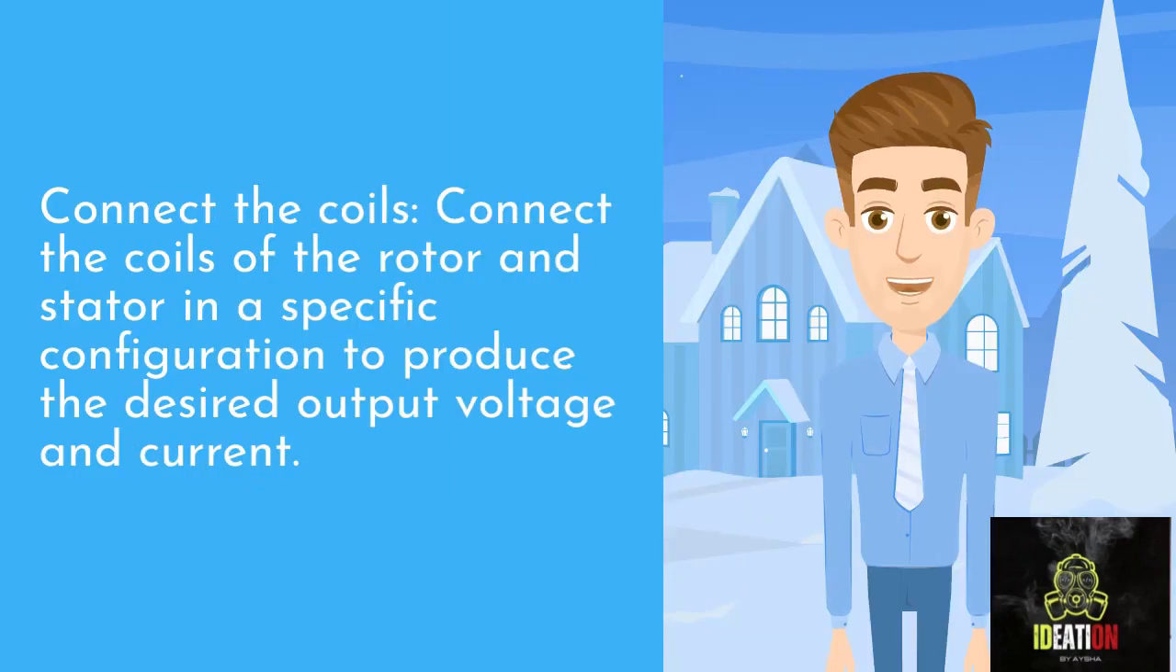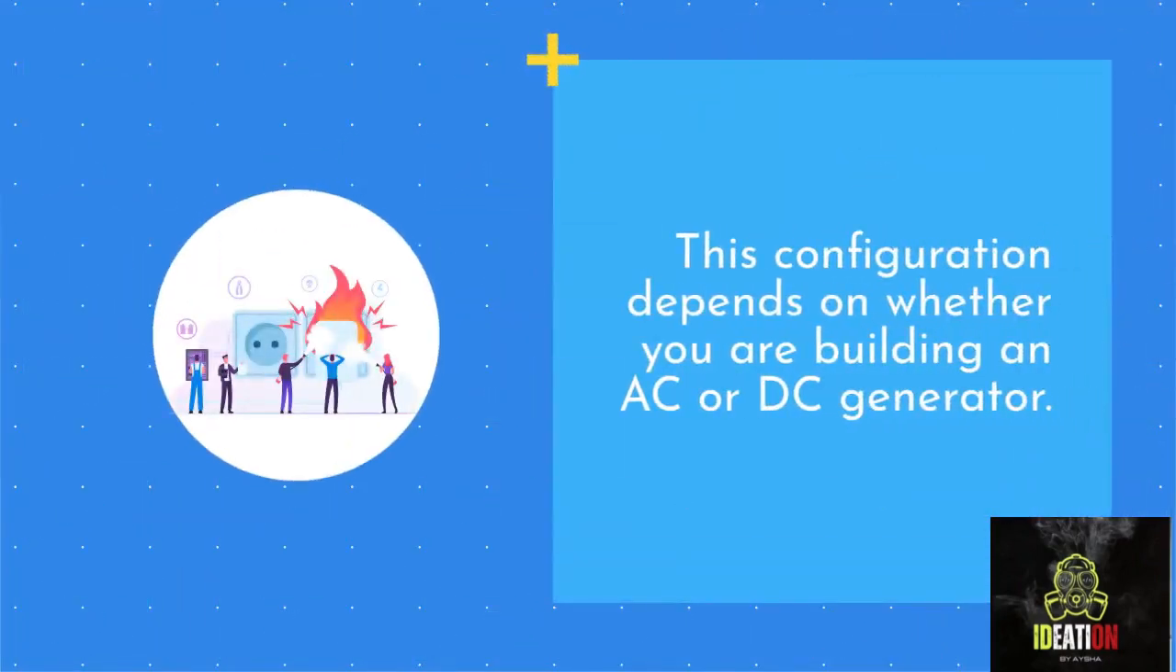Connect the coils. Connect the coils of the rotor and stator in a specific configuration to produce the desired output voltage and current. This configuration depends on whether you are building an AC or DC generator.